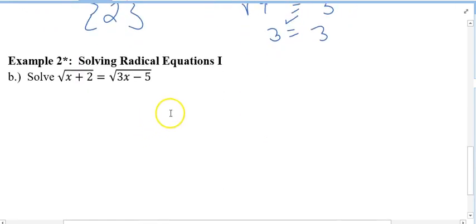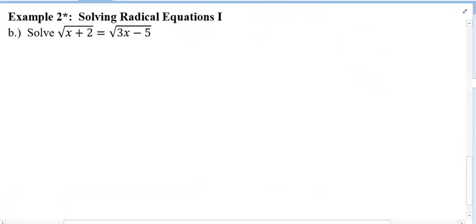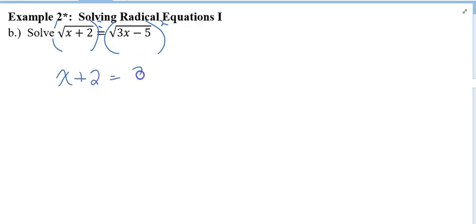Now let's try the other one. If you want to pause the video and try it and see if you get the correct answer, that's great. So we're looking at the square root of x plus 2 equals the square root of 3x minus 5. If you notice, both of these are isolated. I've got one radical on one side, one radical on the other side. And the majority of times when we're dealing with two radicals, that's how we want to handle this. So we're looking for that index. That index here again is 2. So I'm going to square both sides again. And when I do that, we get x plus 2 equals 3x minus 5.